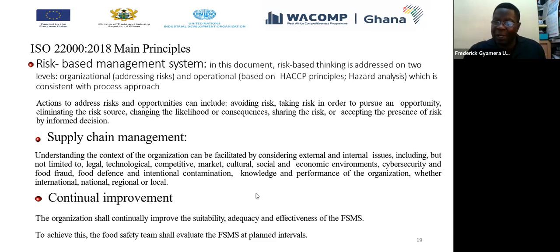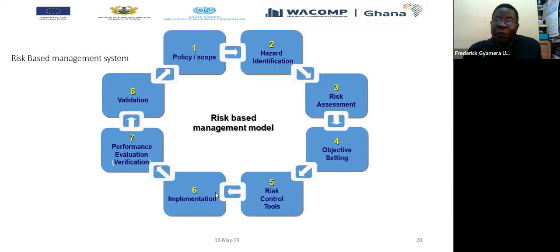These are some of the knowledge that you get from the 9,000. And you are applying this knowledge to improve your food safety management system. Okay, so what is the risk base? I won't go into all those details because this one, I also send it to you. But these are the framework.